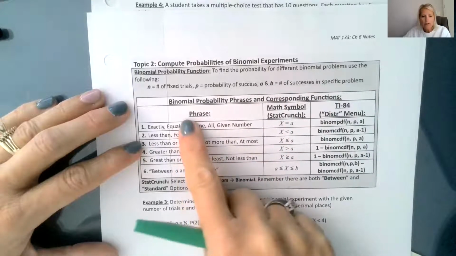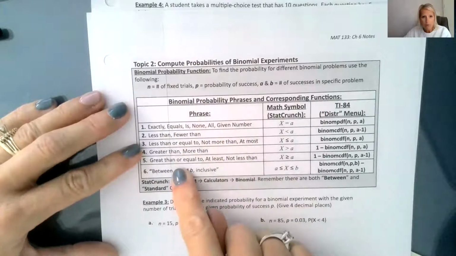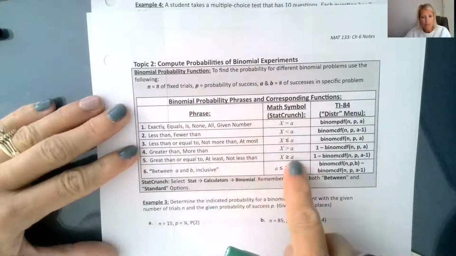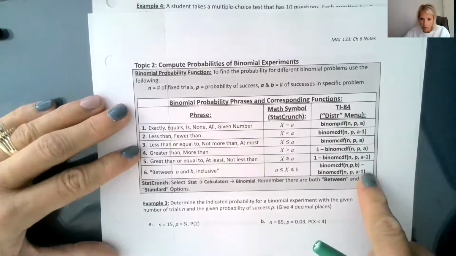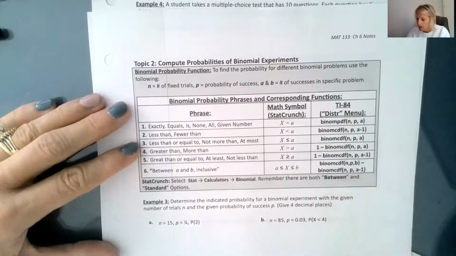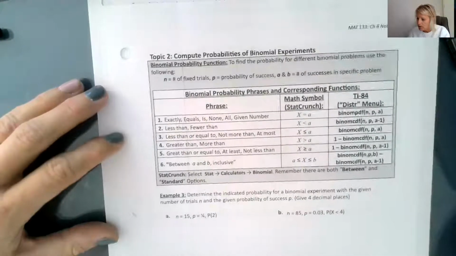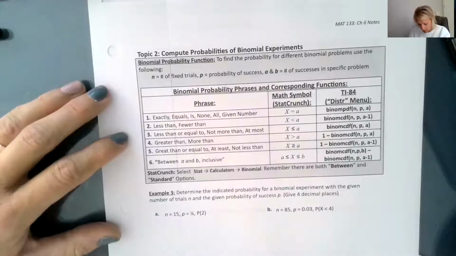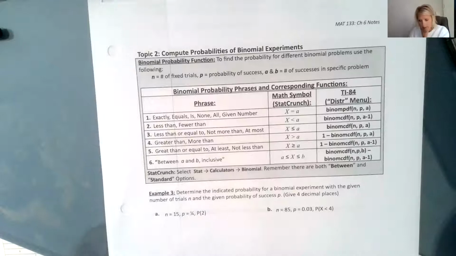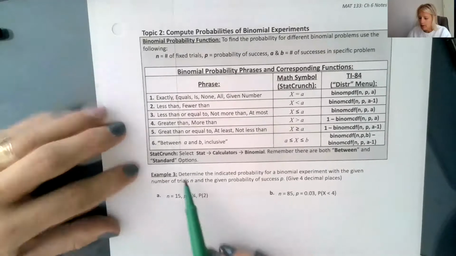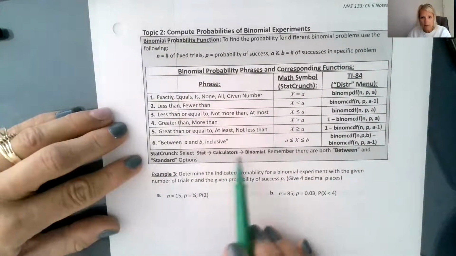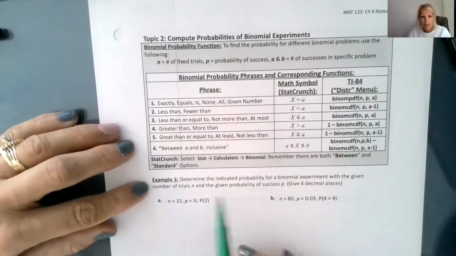Okay, so sometimes we're given situations in words, sometimes we're given it with symbols, and then this is what we're going to be using in the TI-84. But we are also going to be using StatCrunch, which is amazing as well. And I'm going to show you in StatCrunch. Down here are the StatCrunch instructions, and I'm going to show you today how to use that.